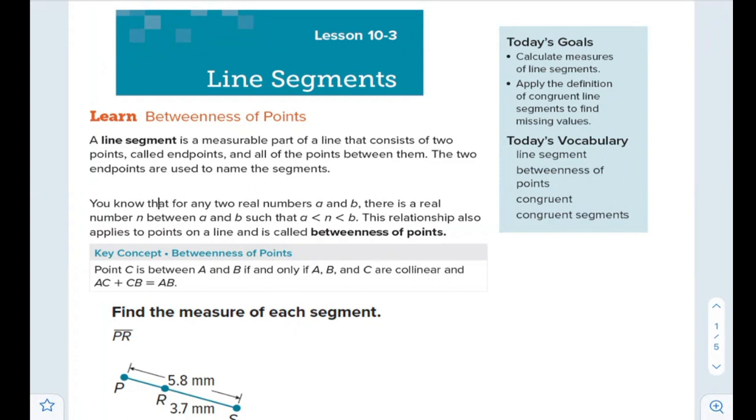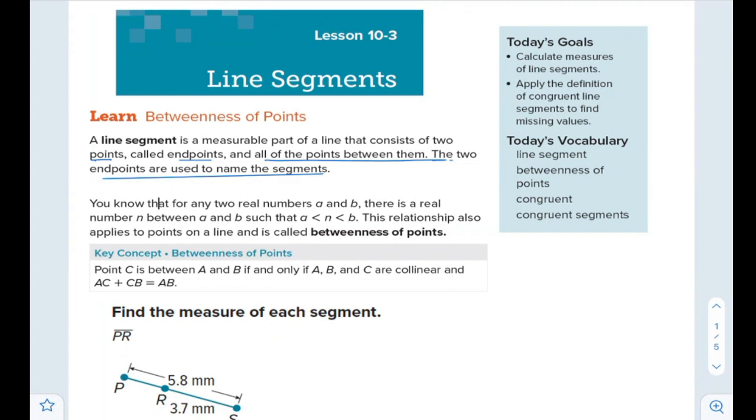What is the meaning of a line segment? A line segment is a measurable part of a line that consists of two endpoints and all of the points between them. The two endpoints are used to name the segments.